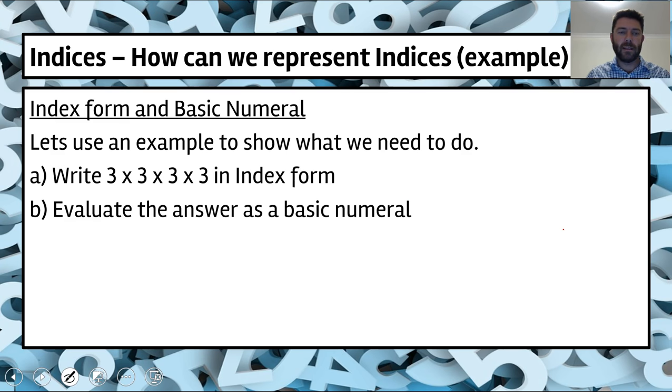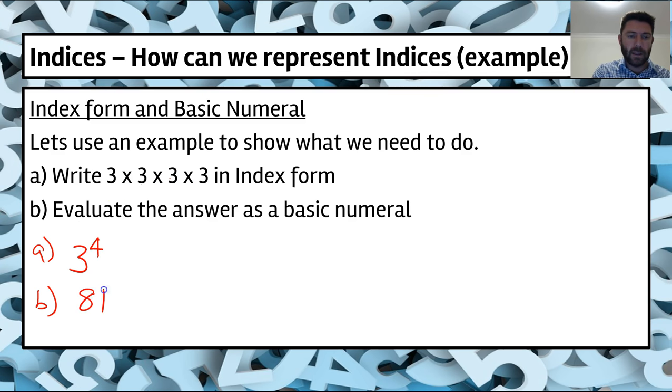All right, the next one we're going to look at is how we can go back the other way and rewrite that in index form. So we've got 3 times 3 times 3 times 3 in index form. Okay, A. Well, that's 3 multiplied by itself. So we've got 1, 2, 3, 4. So the base will be 3 and the index will be 4. And B, now we're going to evaluate the answer as a basic numeral. So now we're going to just calculate the answer. So 3 to the power of 4, 3 times 3 times 3 times 3, is actually 81. So if we needed to evaluate the answer to this, it would be 81.